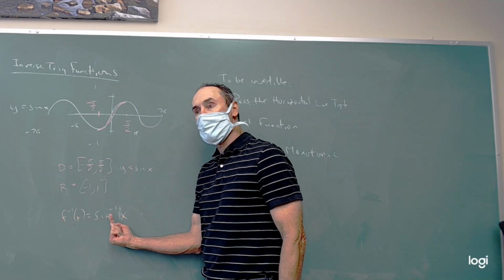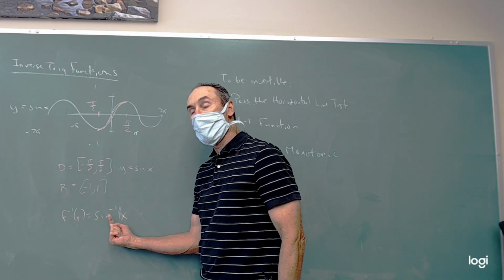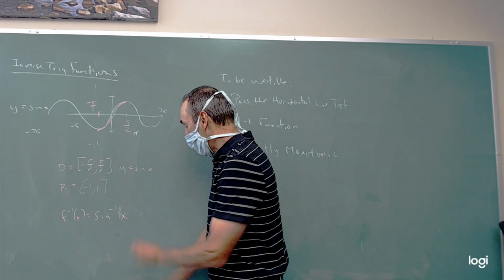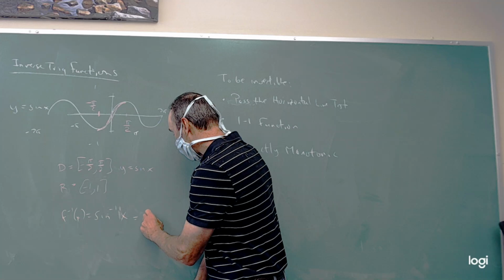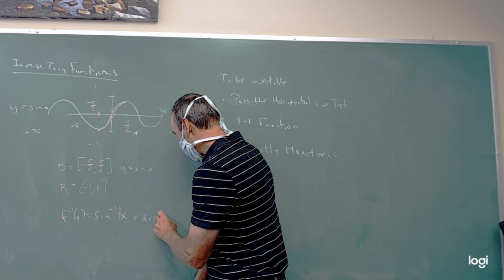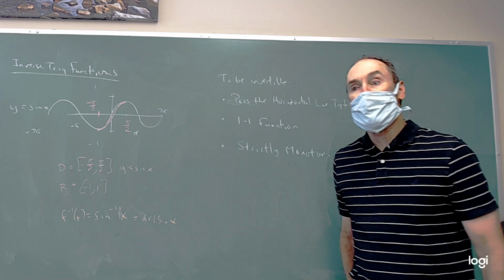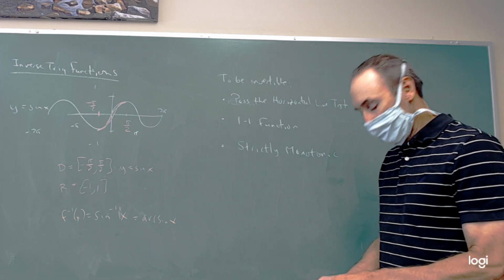You see this notation, sine inverse. That's not a reciprocal of sine. That's not a cosecant. It is also written, remember, as an arcsine. So arcsine and this notation, inverse sine, are synonyms. They mean exactly the same thing.